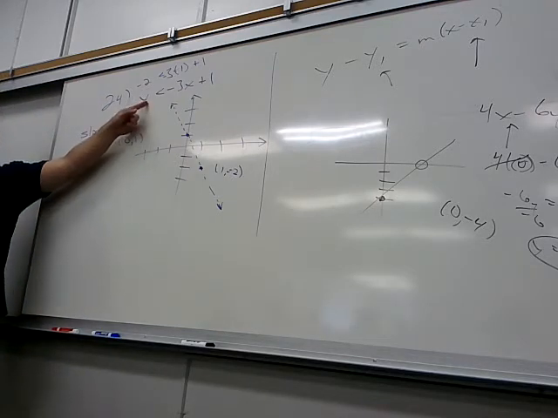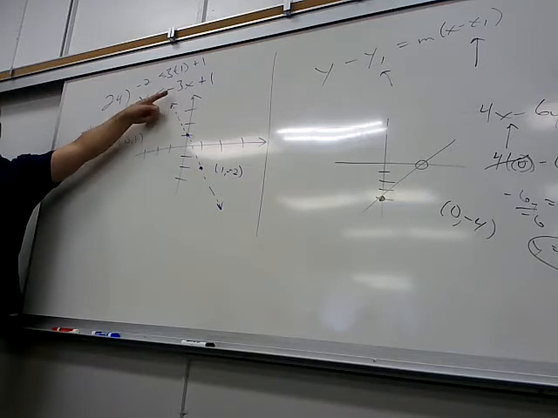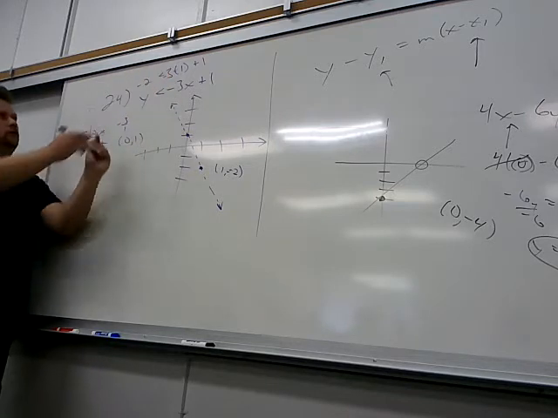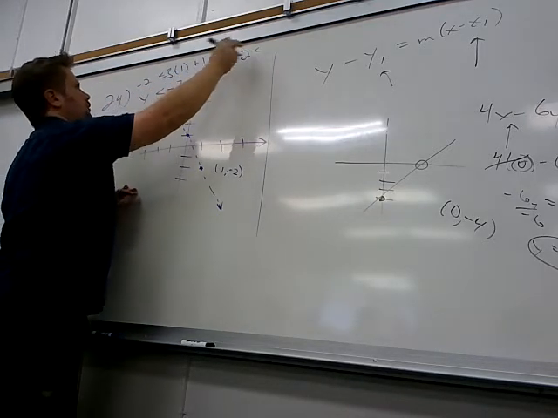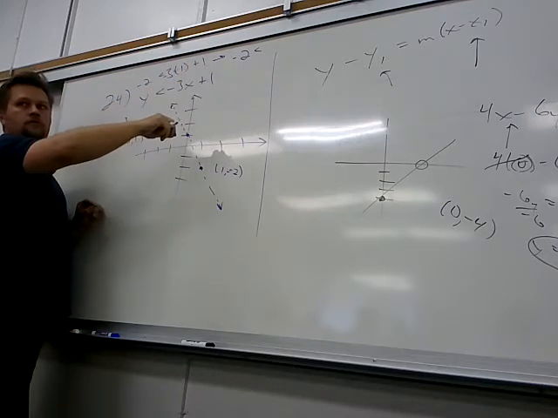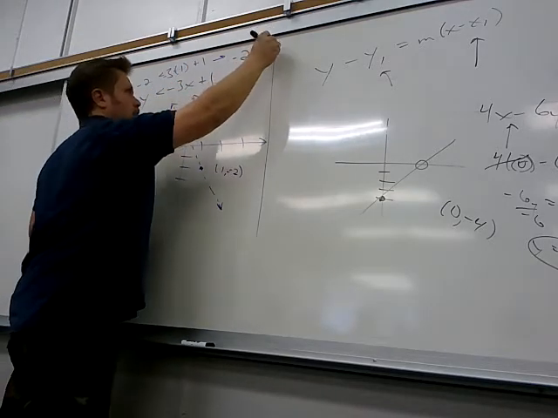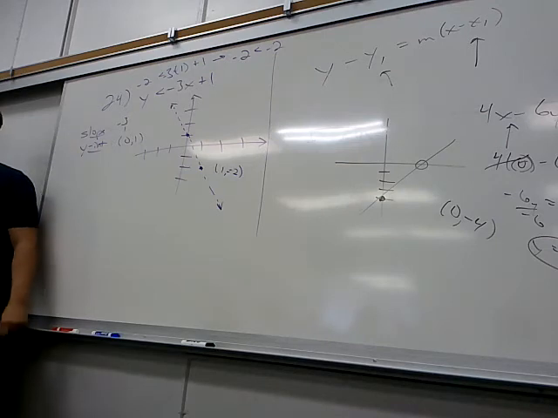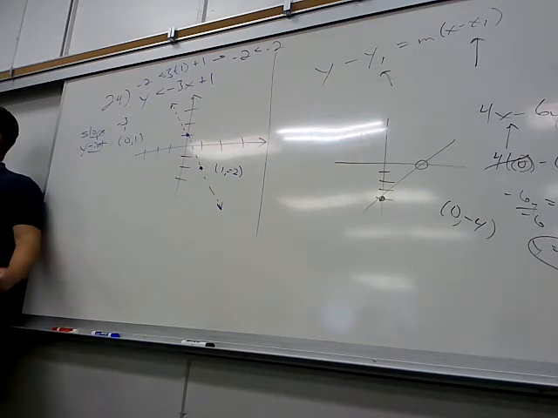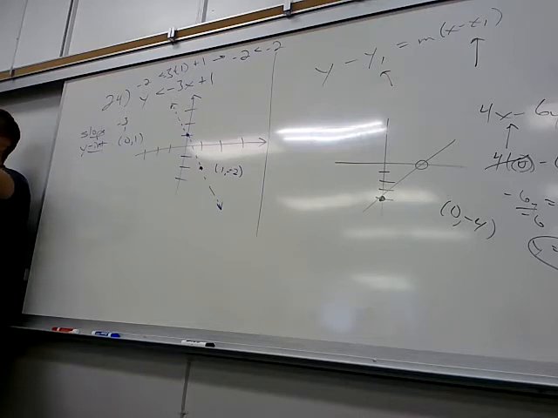I plugged in negative 2 for y and 1 for x. What do I get? I get negative 2 less than, what's negative 3 plus 1? Negative 2. Is that true? Is negative 2 less than negative 2? No. So you get the idea. A dashed line is just like an open circle. It says don't include these points, they don't work. If I make a solid line, that means yes, these points work.